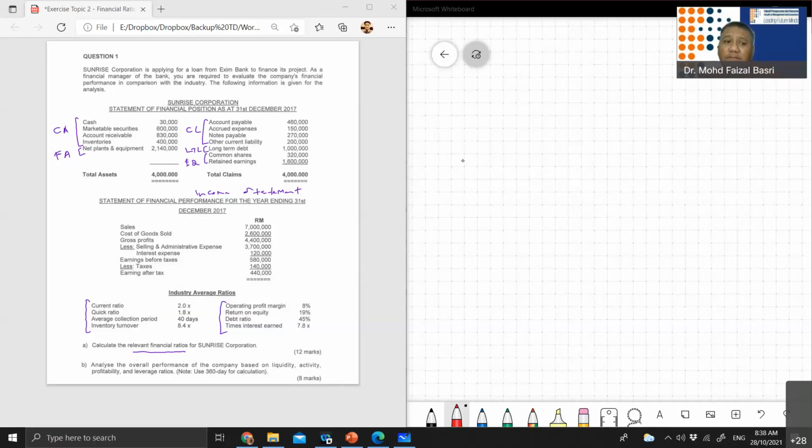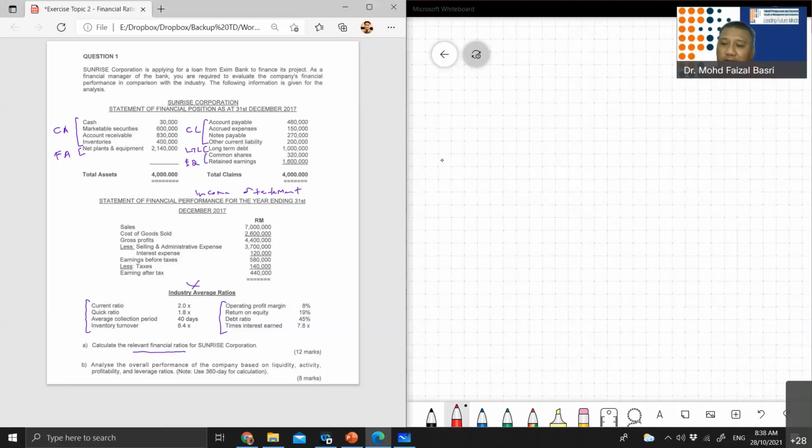And we have to compare when we talk about analysis. When we do analysis, we need to compare against something. One of the things that we can compare against is the industry average. For this question, they give you this industry average. But for your assignment later, you will not see this industry average. So how do you want to compare, how do you want to analyze? So that's why it's a group assignment.